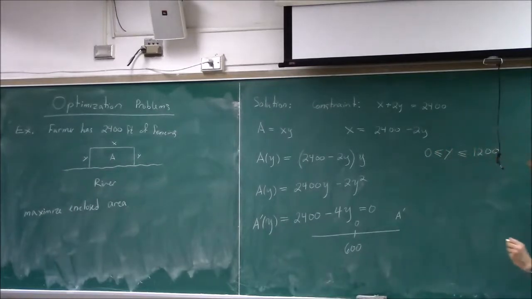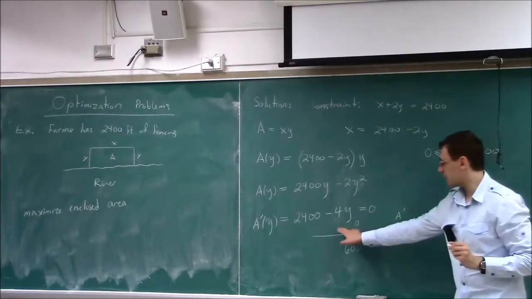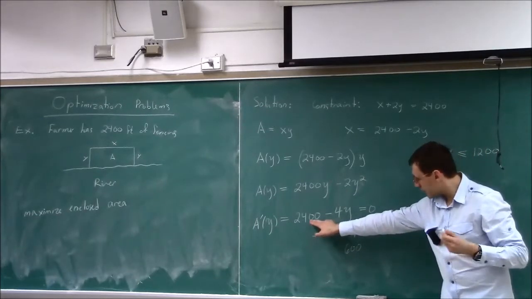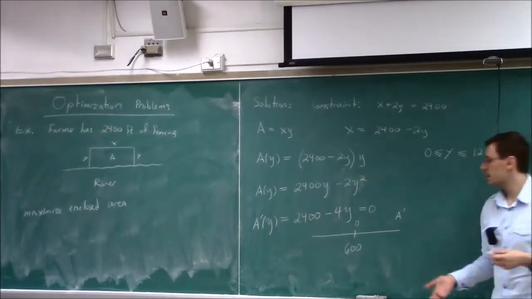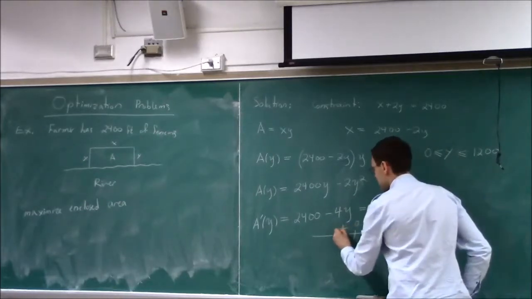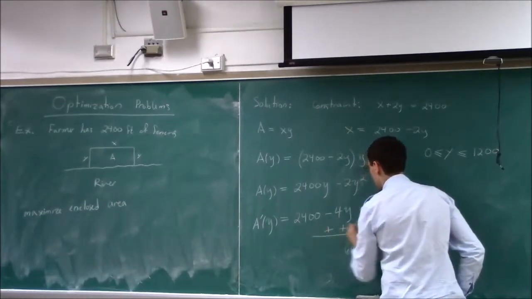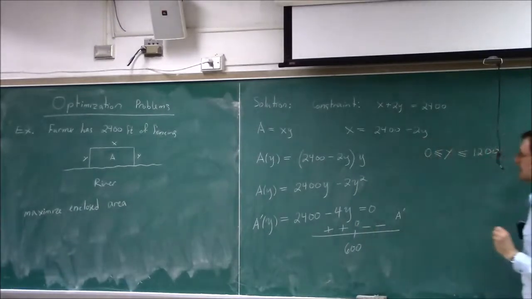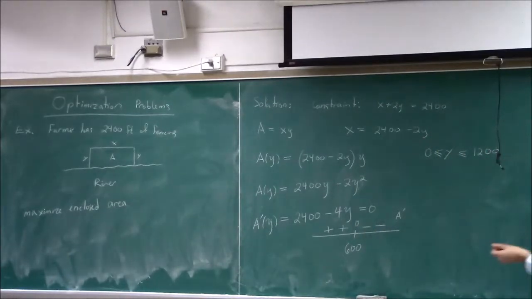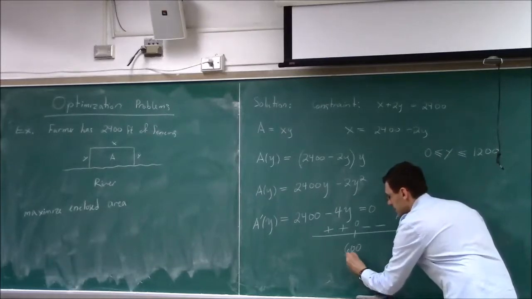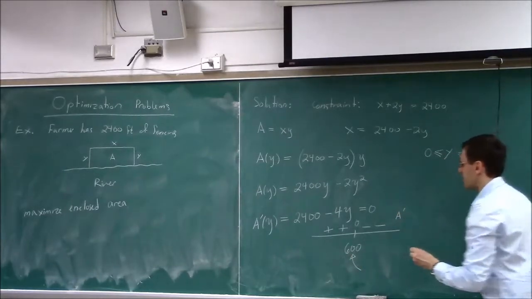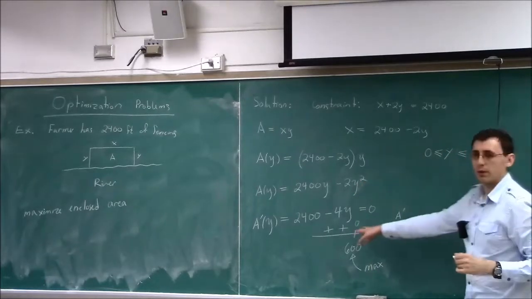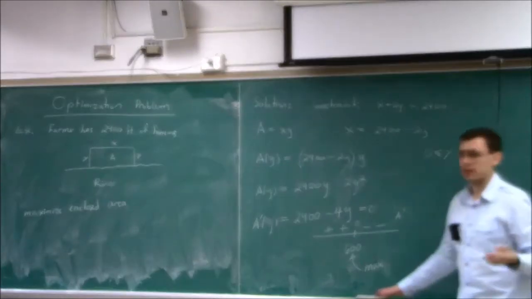Now what happens if I select values below 600? Then 2400 minus 4 times this number is positive. And if I select values after 600, we find that it's negative. So 600 is a what? Maximum. Now, since this is differentiable everywhere, we know that has to be the absolute maximum, correct?